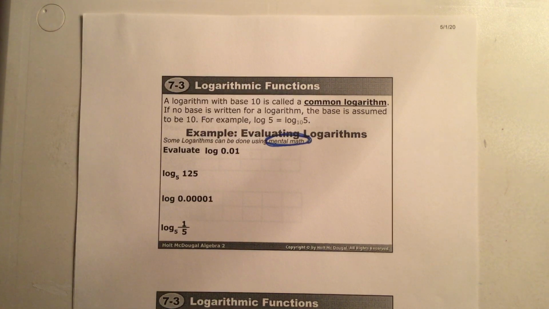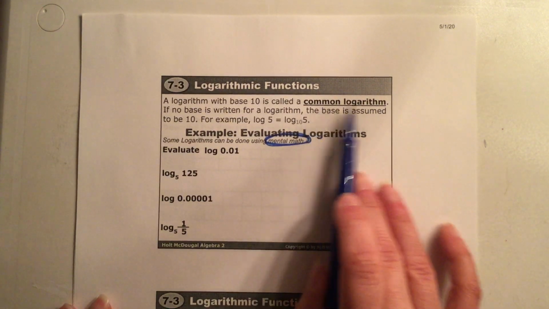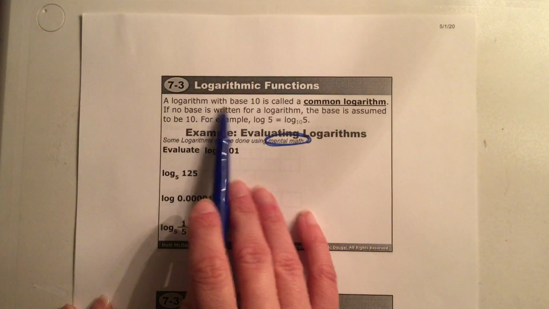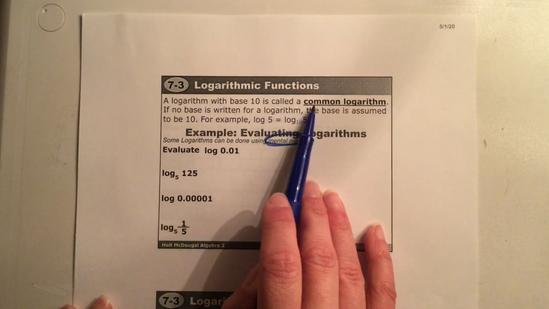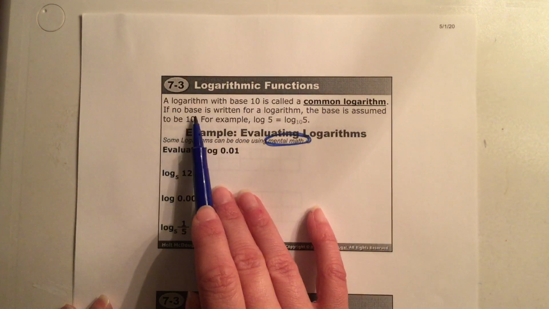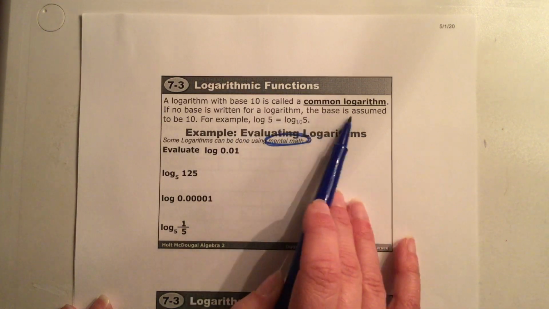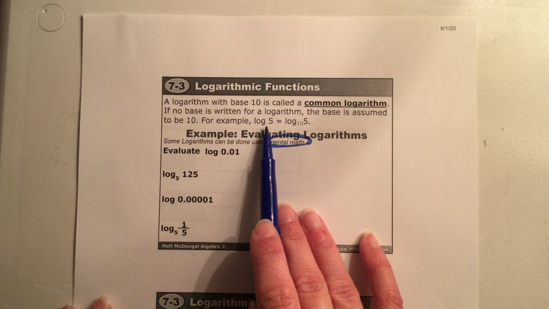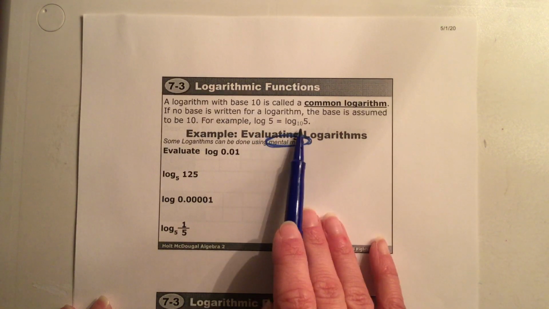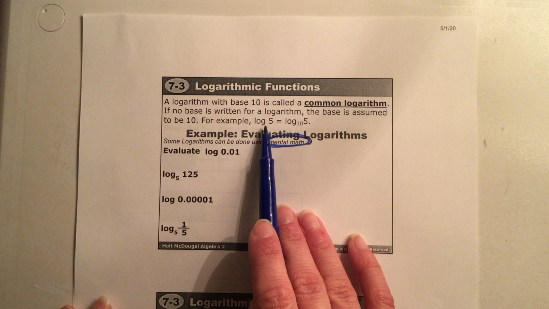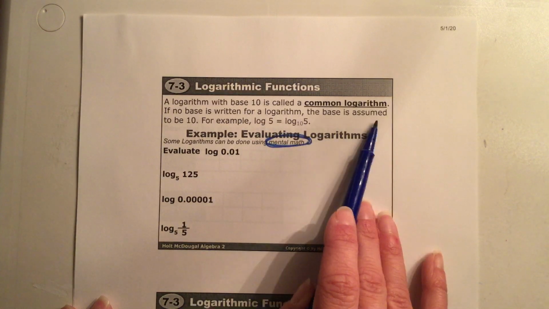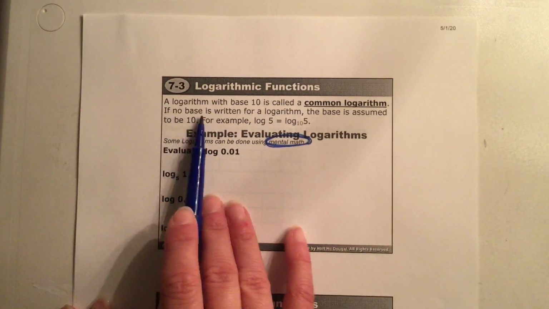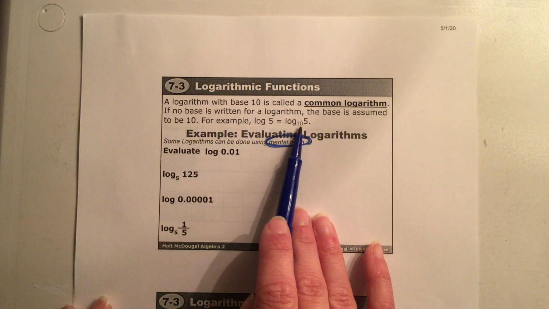But first it's important that you understand what a common log is. It says a logarithm that has a base of 10 is called a common logarithm. So if no base is written for a logarithm, the base is assumed to be 10. Because that's the common log, if your base is a 10, they will not always write it. So if at any time you do not see the little subscript, you assume that it is a 10, okay?